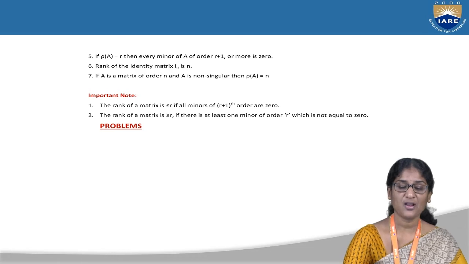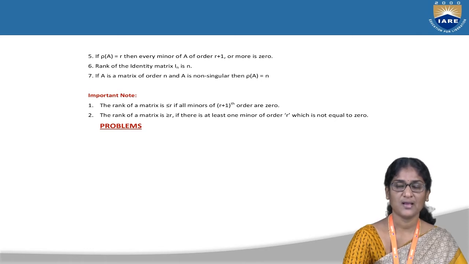Another important note: the rank of a matrix is less than or equal to r if all minors of order r plus 1 are 0. Next, the rank of a matrix is greater than or equal to r if there is at least one minor of order r which is not equal to 0.